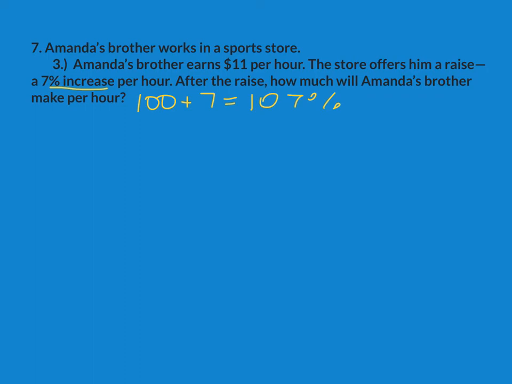Okay, so we know he's going to be making 107% of his original $11. So I'm going to change this to a decimal, moving it 2 places. That gives me 1.07. I simply need to multiply that times his original, which is $11, times 1.07, and that is going to equal 11.77, or $11.77.